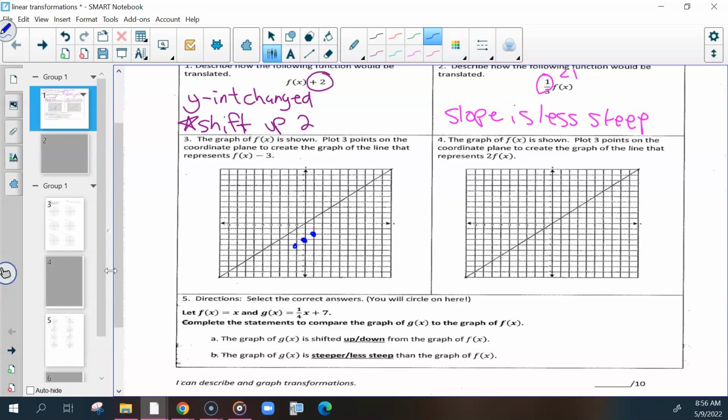For number 4, what is that doing? What would that change? So we change the slope. And that new slope would be steeper or less steep? Steeper. So your y-intercept is not changing, so it's going to stay at 0, 0. If you want that to be one of your points, that would be fine. And then your slope is now 2, so you're going to go up 2 to the right one, and down 2 to the left one, or whichever direction you want. You just need 3 points.